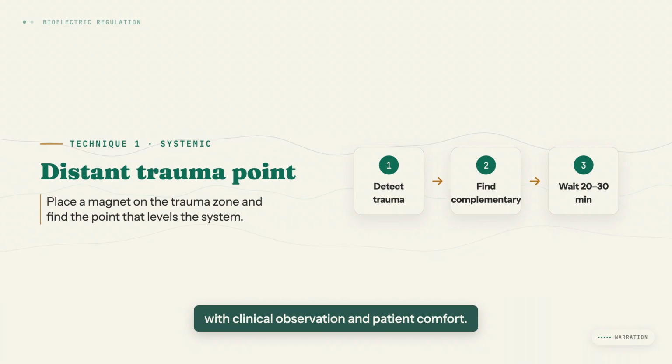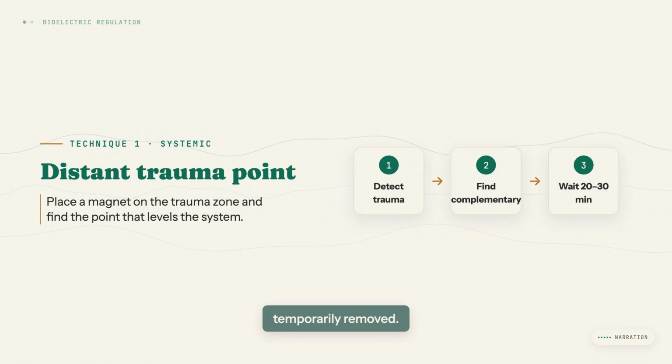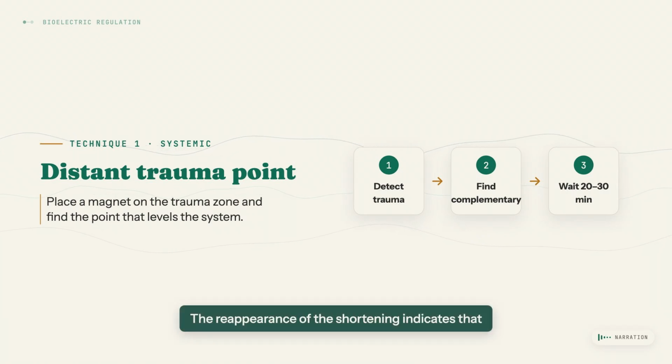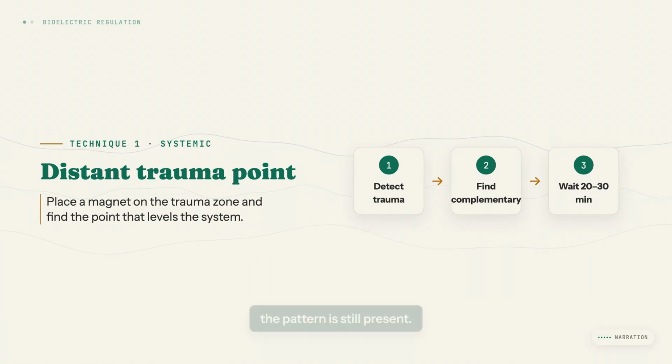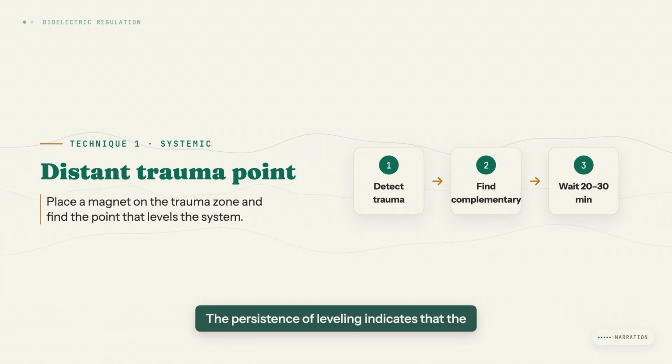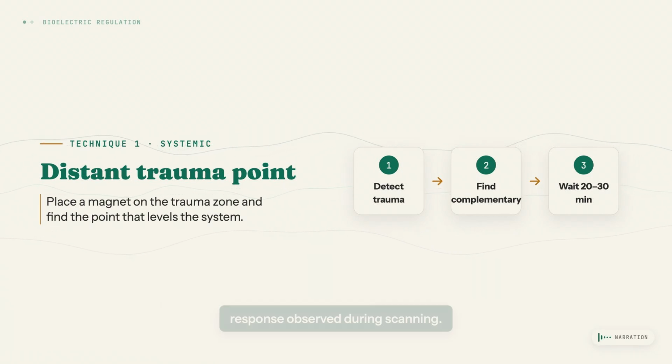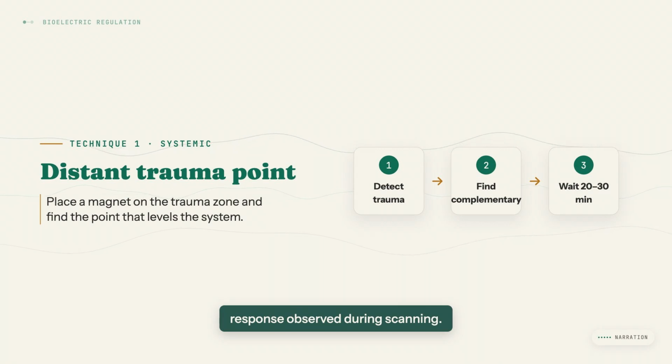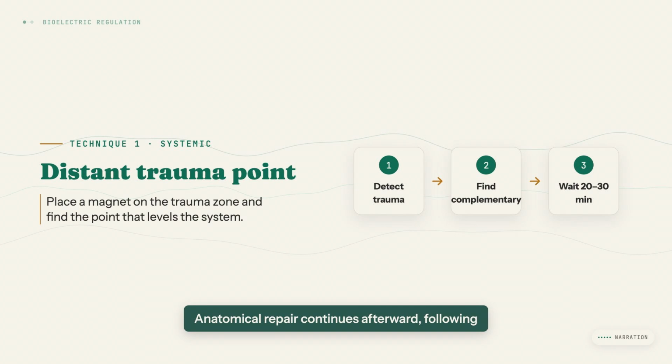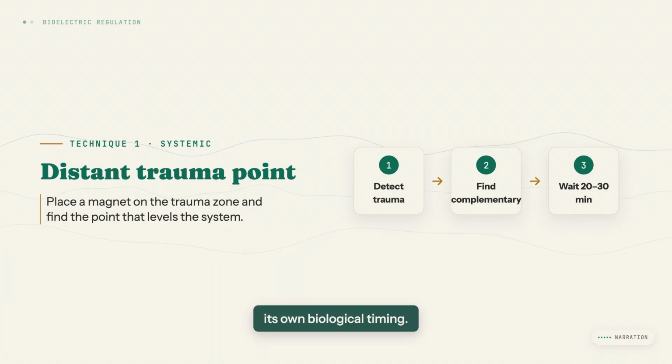and patient comfort. On verifying, the magnet at the distant point is temporarily removed. The reappearance of the shortening indicates that the pattern is still present. The persistence of leveling indicates that the reflex used as an indicator has resolved. This change describes the resolution of the functional response observed during scanning. Anatomical repair continues afterward, following its own biological timings.